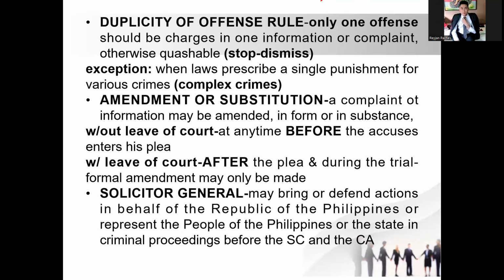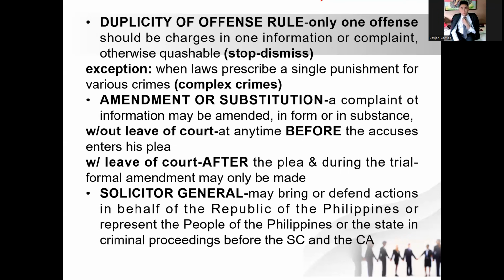Kailangan mo na magpaalam with leave of court after the plea and during the trial, and only a formal amendment may be made. Ibig sabihin, yung form lang ang pwede mo ma-change. Pero when it comes to substance, hindi mo pwedeng i-change yan. Kasi after na ng plea and during the trial, only formal amendment can be amended.